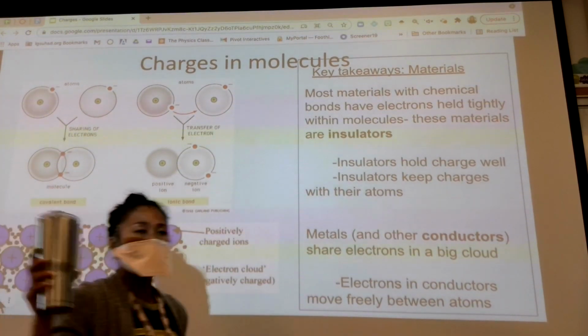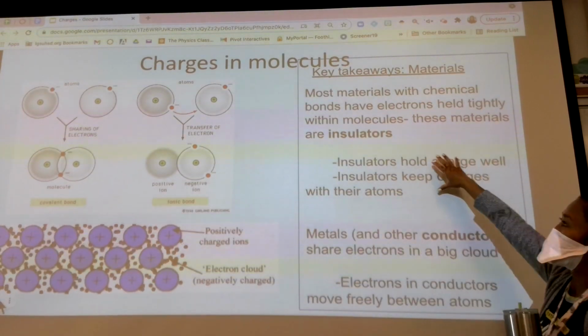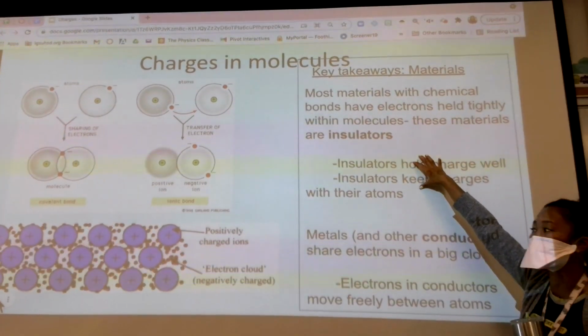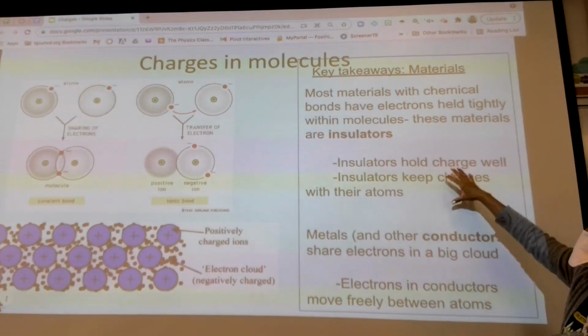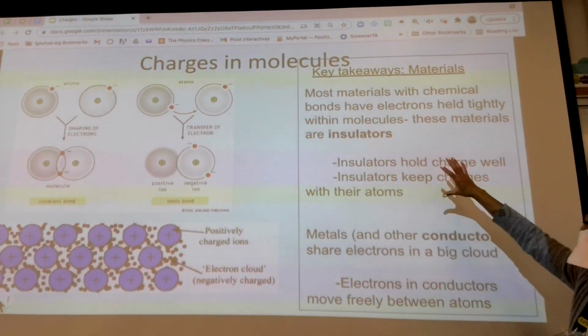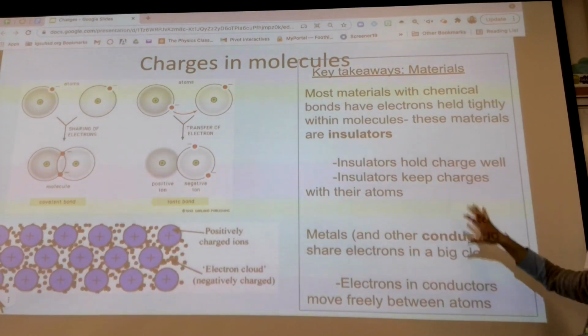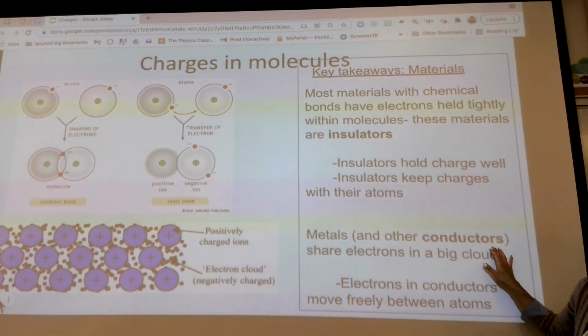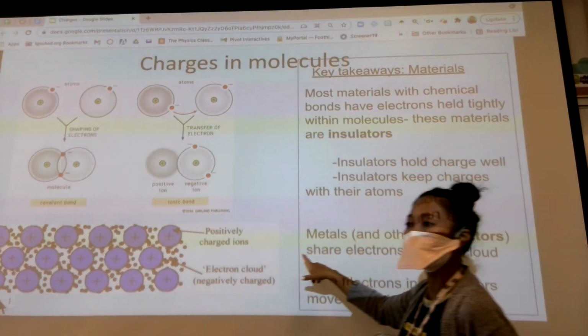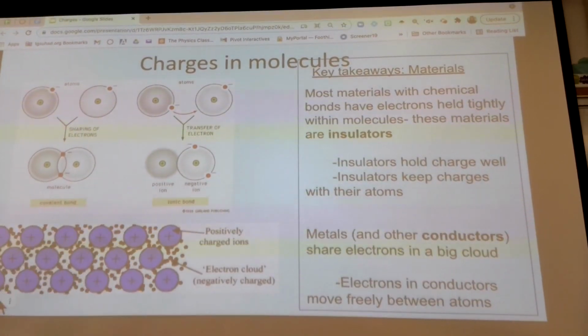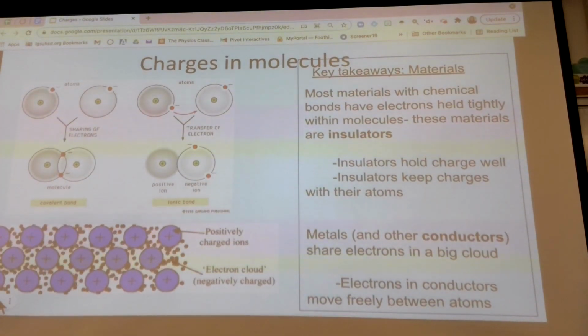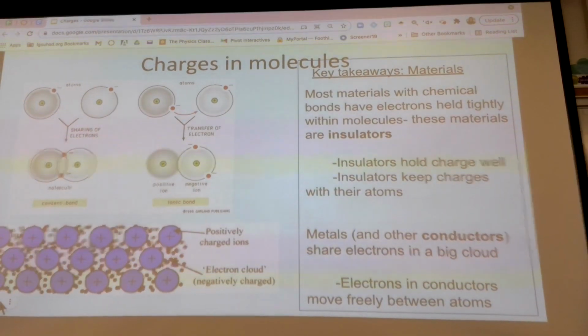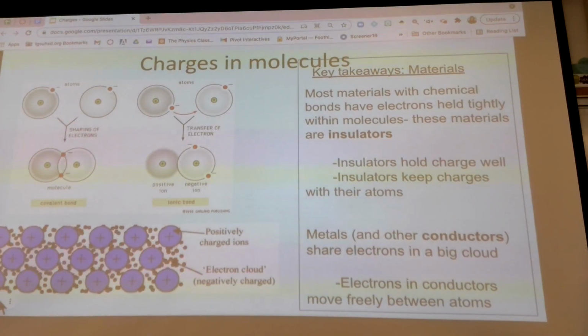Insulators, just like what we use when we're drinking out of an insulating cup, will hold charges much better than conductors. Insulators do not allow their electrons to travel as much, versus conductors, such as metals, which allow our electrons to travel through them. So when we talk about grounding, like we did in our warm-up, generally your conductor is going to be metal or some sort of conductive material that can pull charges off of you.